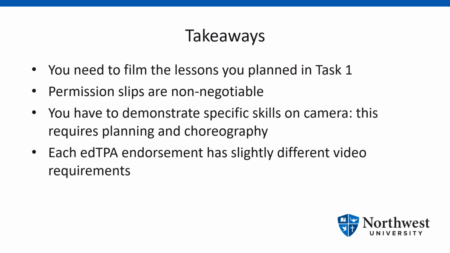So, to sum things up for this brief overview, you need to film the lessons that you planned in Task 1. Permission slips are non-negotiable. You have to demonstrate specific skills on camera, and this will require some planning and even some choreography about is the camera going to follow you around the room or stay fixed on a tripod. And finally, each edTPA endorsement has slightly different video requirements, and you must look at the requirements for your endorsement. Again, we will cover all of these elements in more detail in upcoming videos. For now, you should have a fairly decent overview of what Task 2 is about and how you might go about doing it.